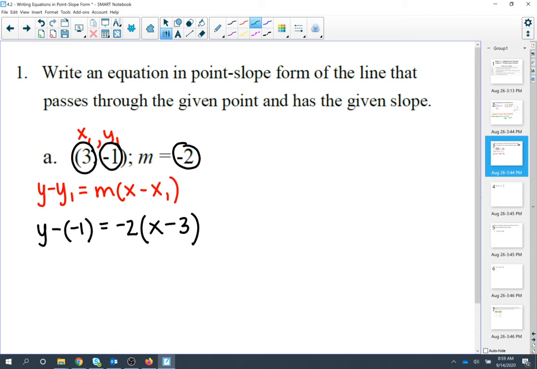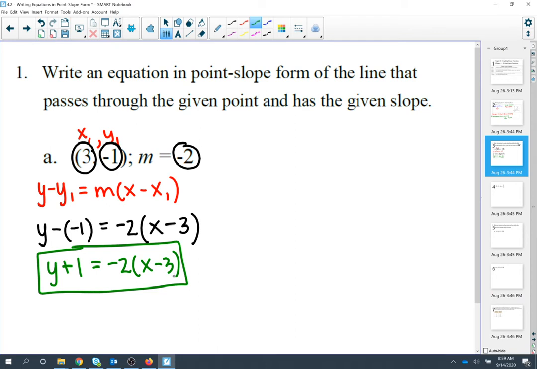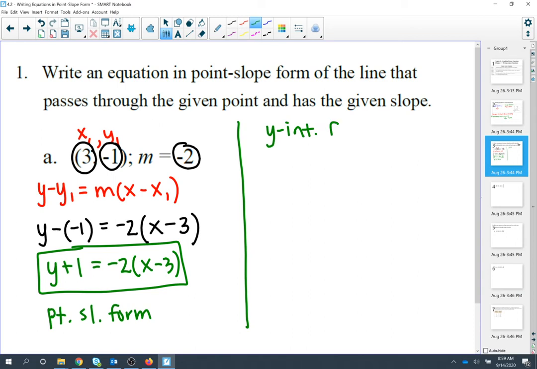So what I'm going to do here is minus is going to be y plus 1 equals, I'm going to leave my -2, I'm going to leave my x minus 3, and this is the equation of your line in point-slope form. Now, some teachers are going to have you take that one step further. So this is point-slope form. But let's say I wanted that in slope-intercept form.